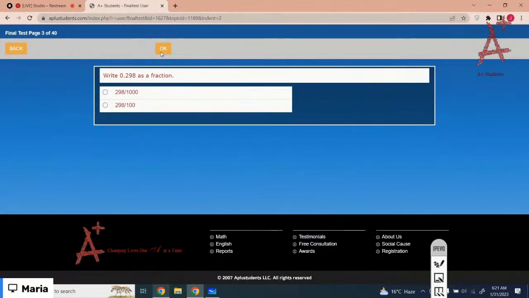Okay, write 0.298 as a fraction. So which is the correct option? You have three decimal places right after the decimal. Got it? 1, 2, 3. So it would be 298 divided by 1,000. That would be option number 1 because you have three decimal places in the number. So it would be then 298 divided by 1000. Got it? Yes, that would be option number 1.